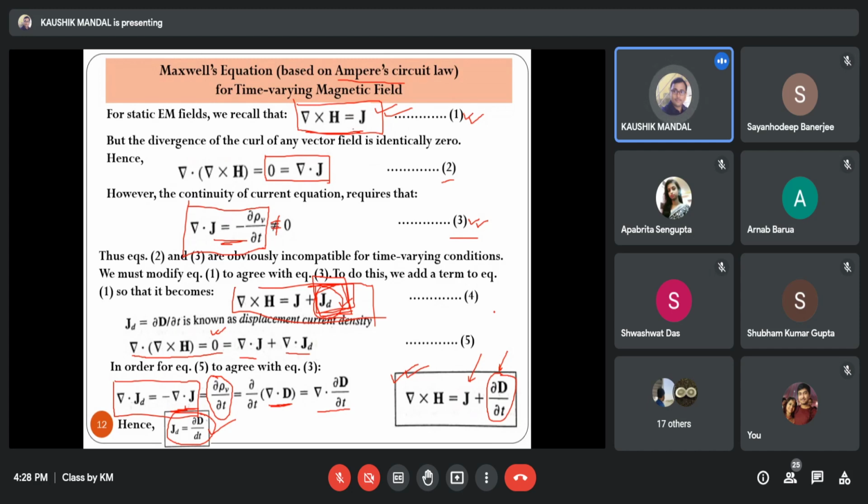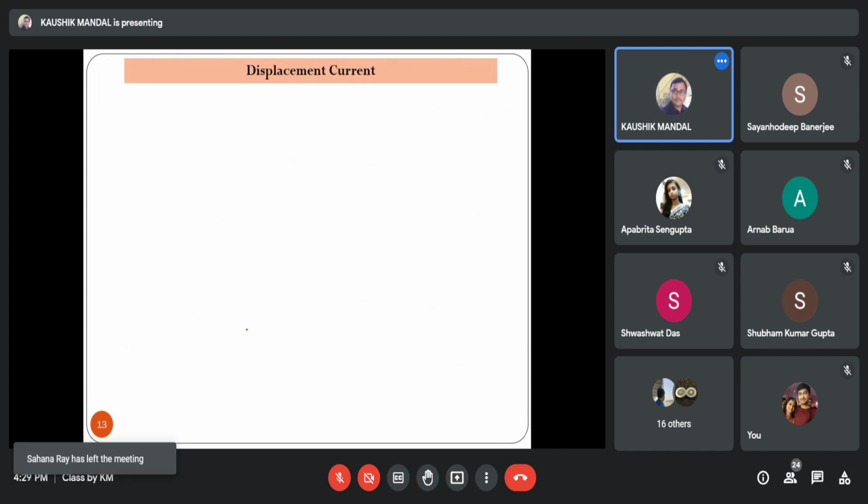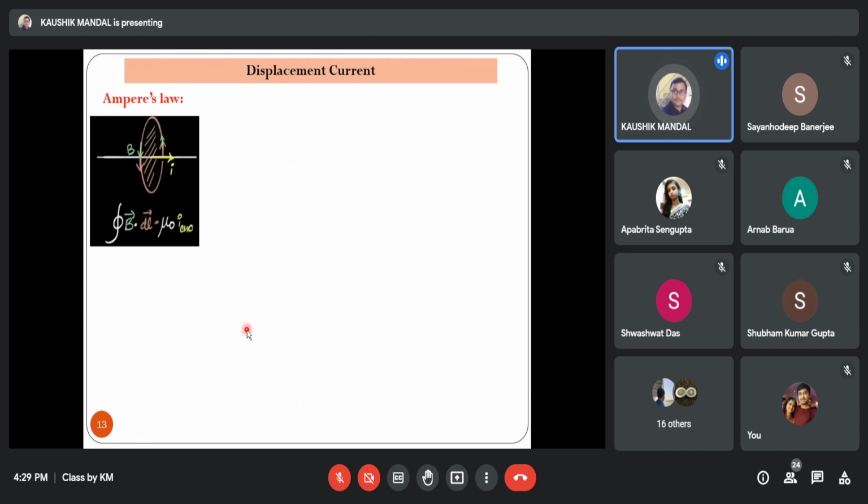So the next point is: what is this displacement current? Why did Maxwell need to include this particular modification in Ampere's law? What was the fallacy with Ampere's circuit law that has been overcome by Maxwell's inclusion? To describe the displacement current, it is basically Ampere's law that was not able to describe some situations, particularly for the time varying fields.